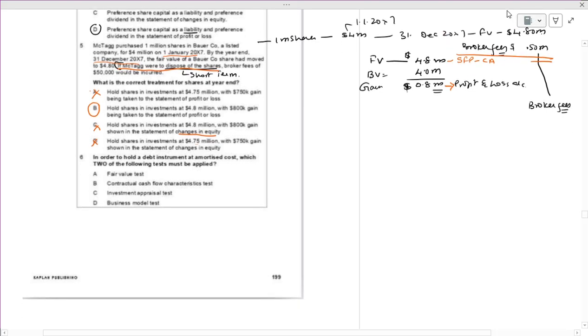Tell me, in order to hold a debt instrument at amortized cost, which two of the following tests must be applied? We have done this. I told you. Don't refer. Which two tests do we have to do? Fair value test? Next. And investment opportunity test.